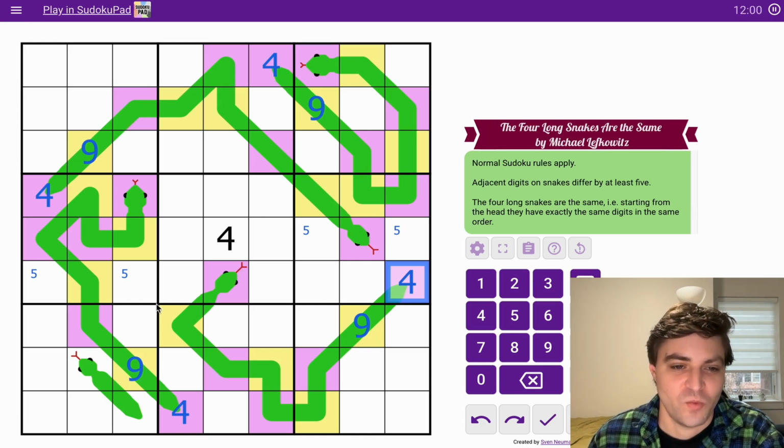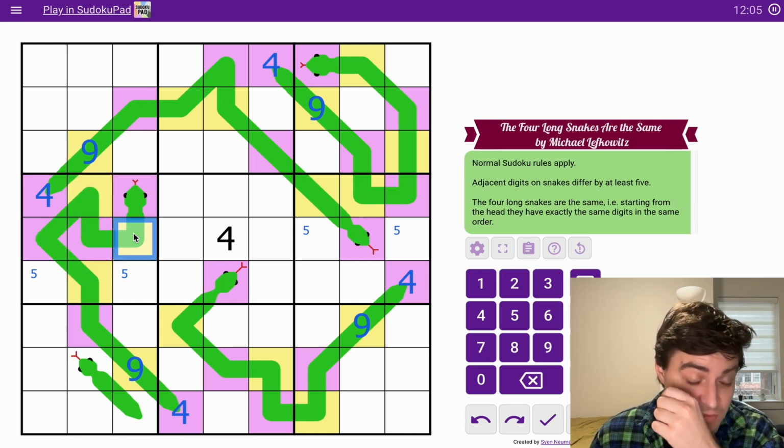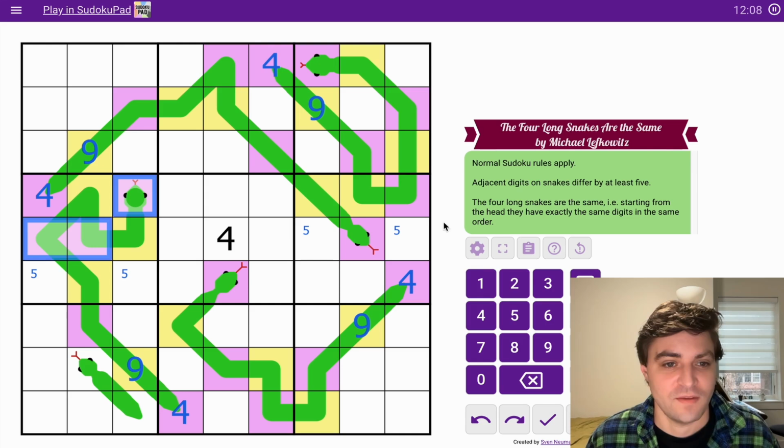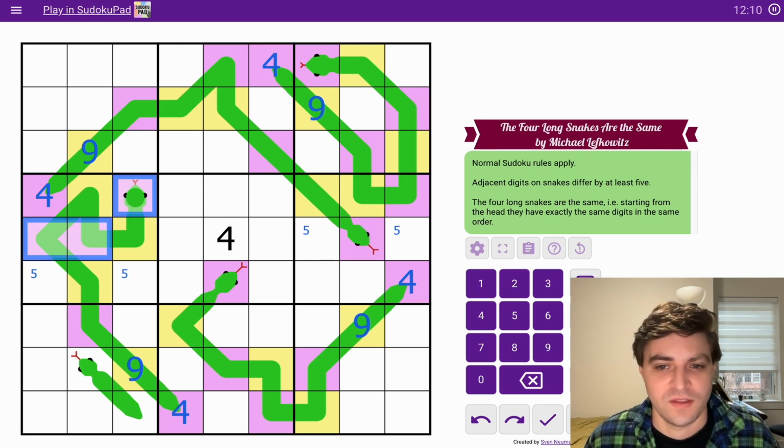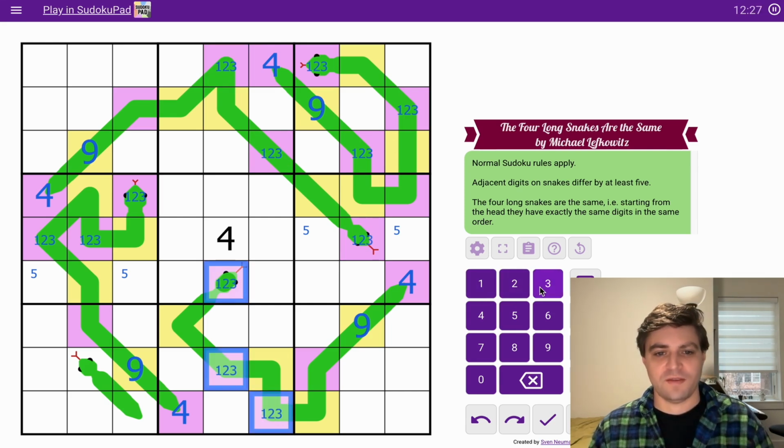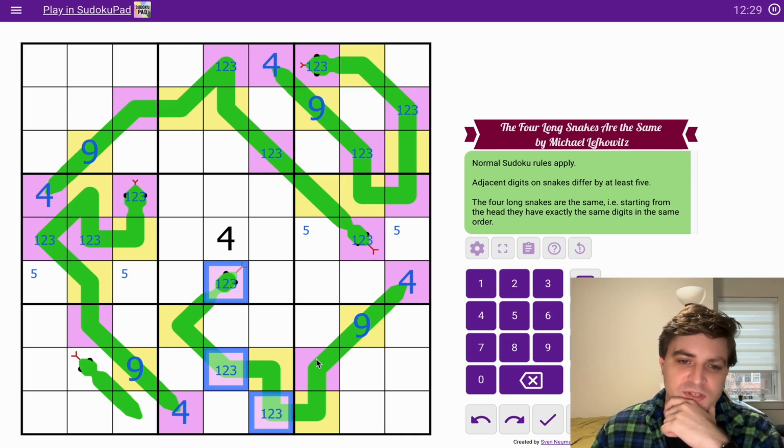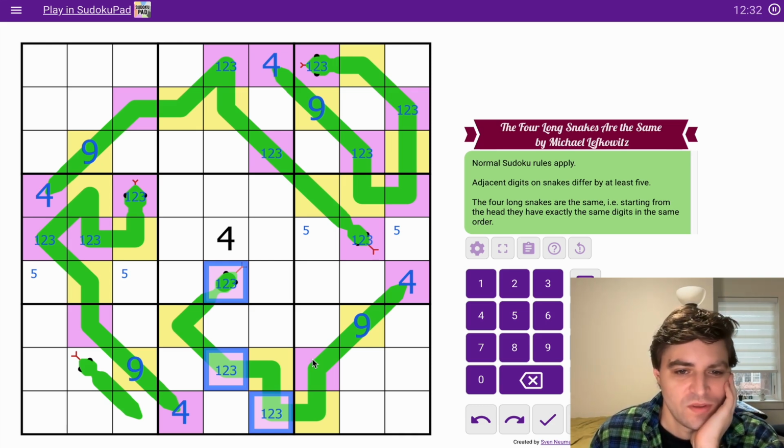Now, because of our colors, we know what the high and the low digits are. If you're on a pink cell, then you must be the numbers 1, 2, or 3 in the first bit of the snake. You can only be 1, 2, or 3 if you're within the first 3 pink cells of a snake. 1, 2, or 3, definitely. You, and you. You guys are 1, 2, and 3, and then so are you 1, 2, and 3. You are 1, 2, and 3. Interesting. The pink cells are definitely our low cells.